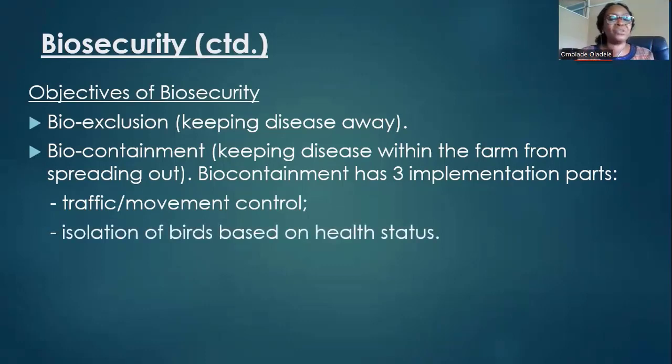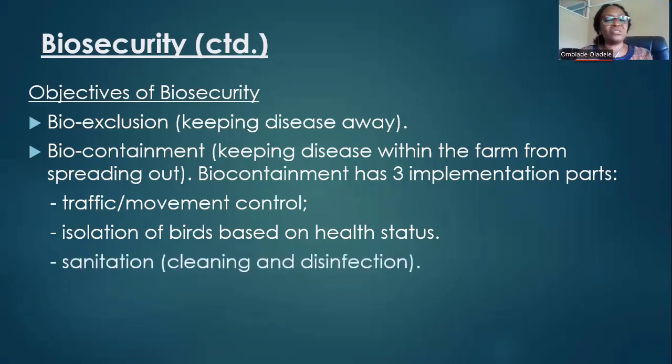The second implementation part is isolation of birds based on the health status. Now we need to isolate them, either the pen house, or try to call out, remove the ones that look sick and try to keep them apart from the ones that do not look sick. That's isolation of the birds.